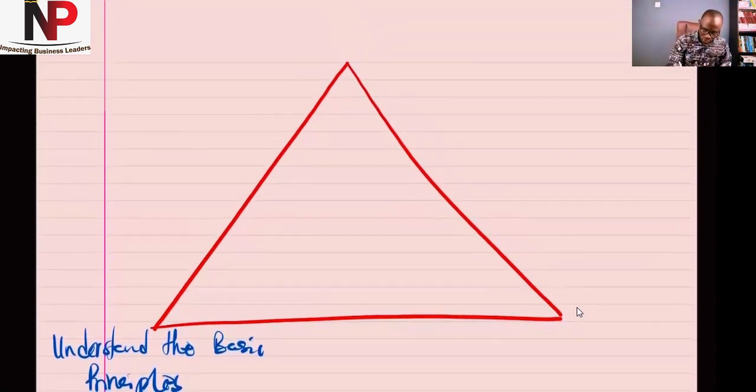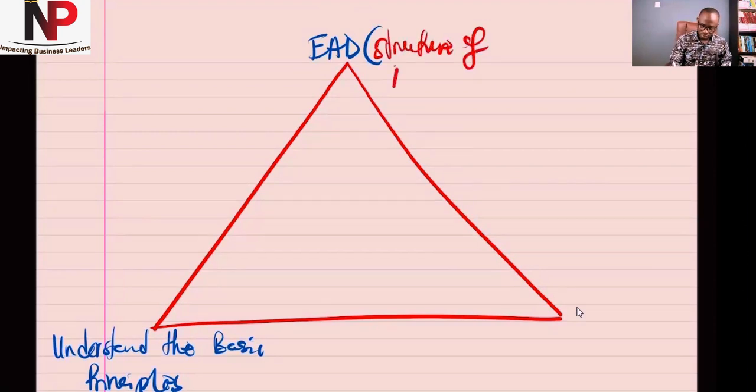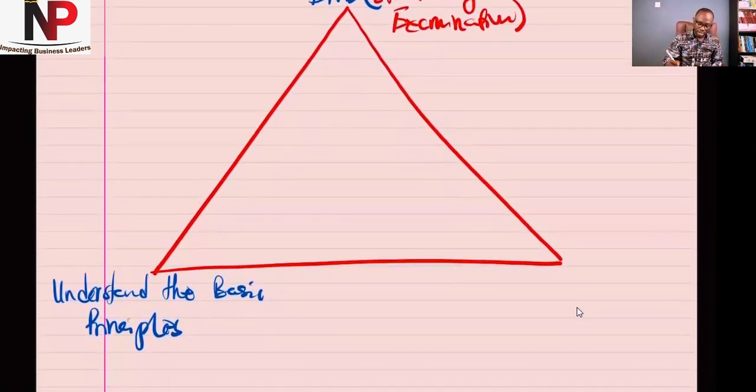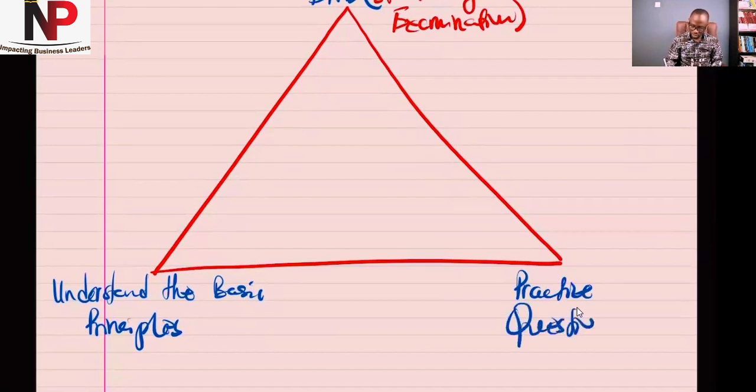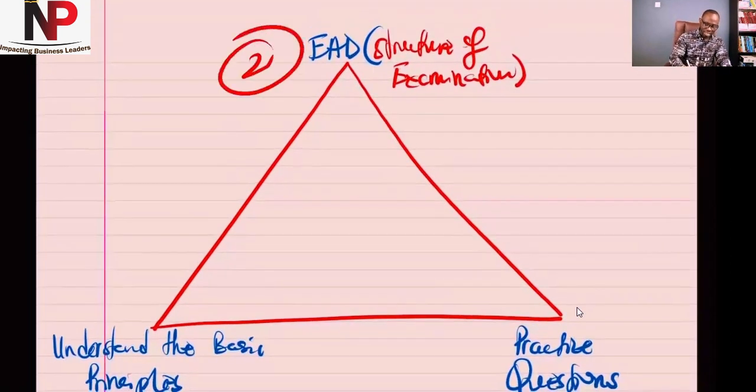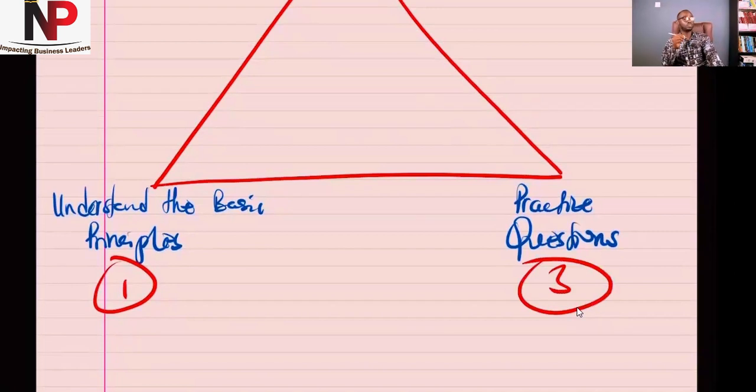The second thing is to have an examination analysis document. The idea of this is to provide you with a structure of the exams. I'm going to be providing you with an examination analysis document later on in the course as we move ahead. And then finally, you practice questions. Practicing questions is very critical. Now remember, I didn't bring practice questions as number 1. No. Understand principles number 1, understand the structure number 2, practice questions number 3.